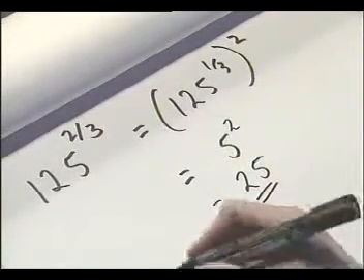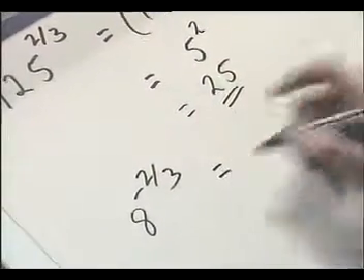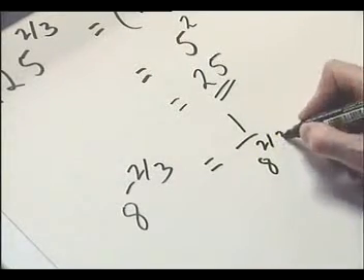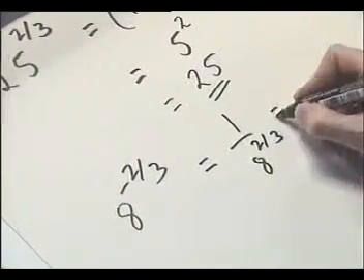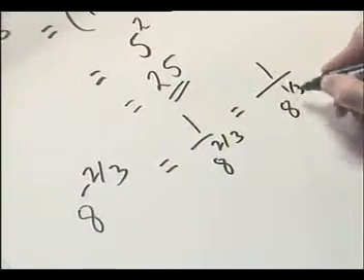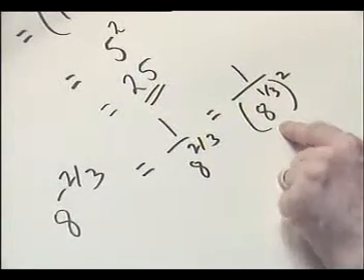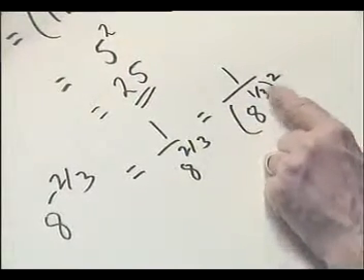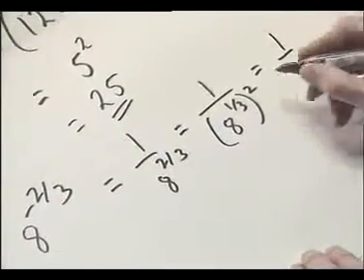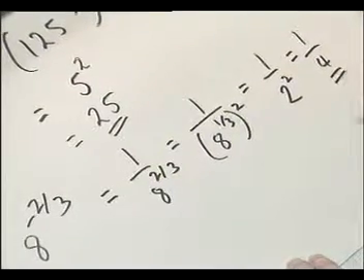Let's take 8 to the minus 2/3. Again, let's deal with the minus sign. That is 1 over 8 to the 2/3. Again, let's deal with the third bit, the root bit first. What number, when multiplied by itself 3 times, would give us 8? Well, that must be 2, and we need to square it. And so that becomes 1/4.